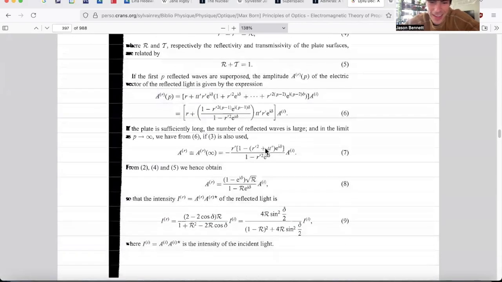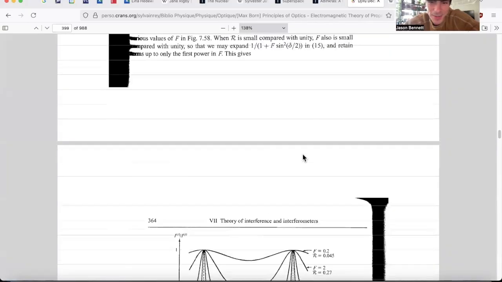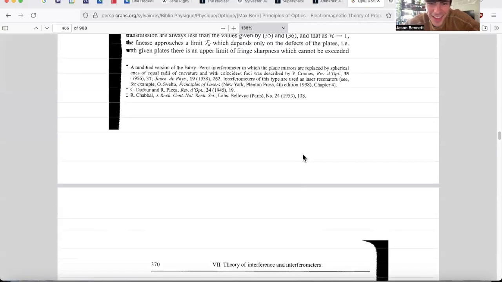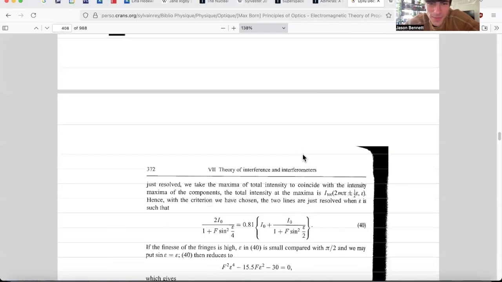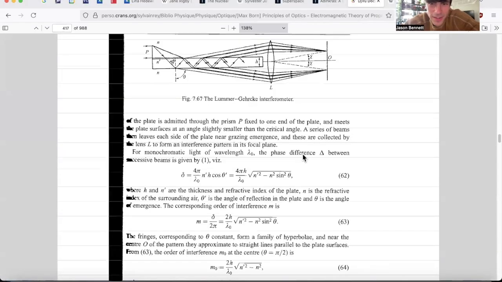Yeah, exactly. Yep. All right, let's go down to the actual FG plate. Where is it? Oh, here it is.